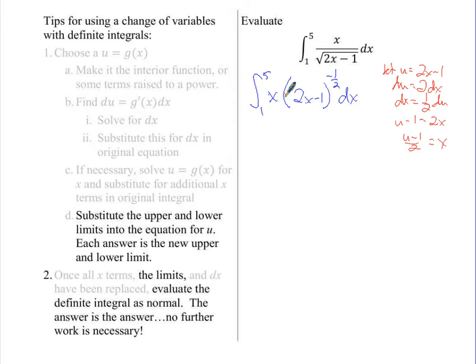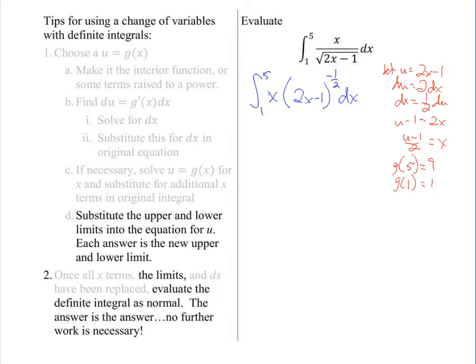Now what? Substitute the upper and lower limits into u so that we get our new upper and lower limits, so that we can avoid having to back substitute. So I could say g of 5 equals 10 minus 1, which is 9. G of 1 equals 2 minus 1, which is 1. So those are my new upper and lower limits for my integral.